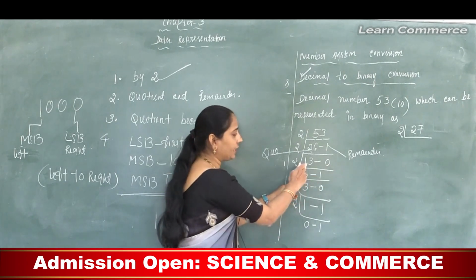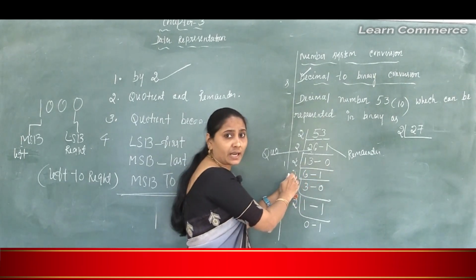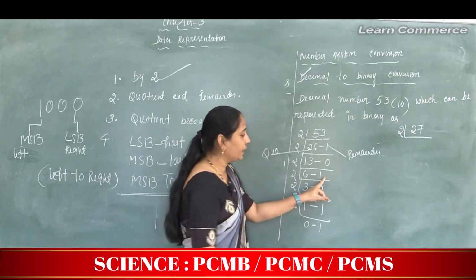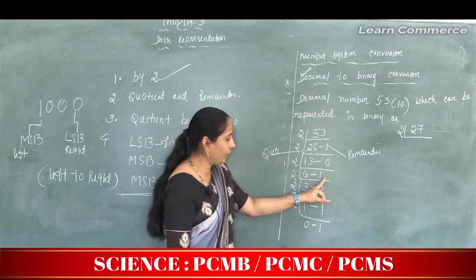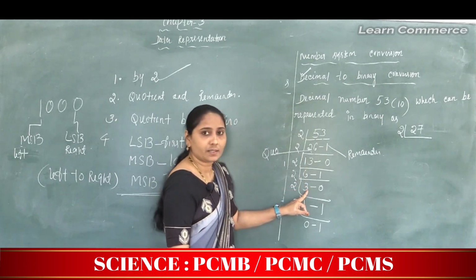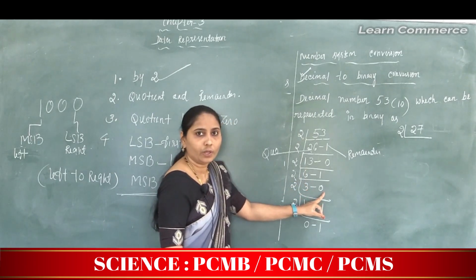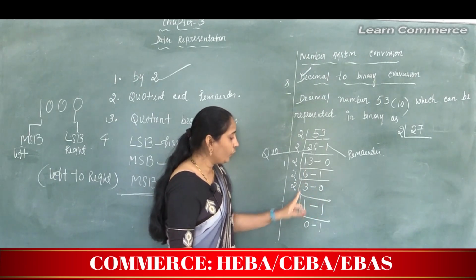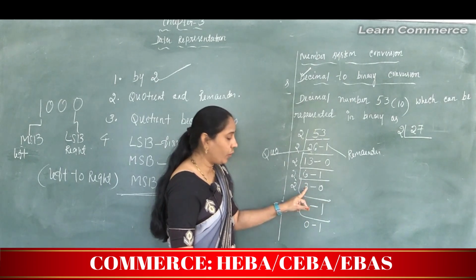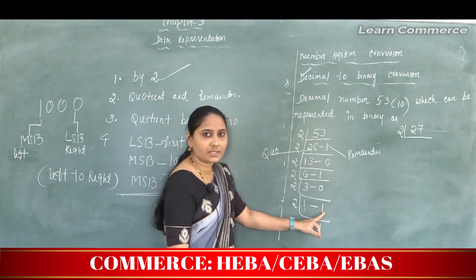Now divide 13 by 2. 2 6s are 12, that means the remainder value is 1. Okay? 2 3s are 6, no remainder value. Clear this point here? 2 1s are 2. Now the actual value is 3, so 1 is the remainder.